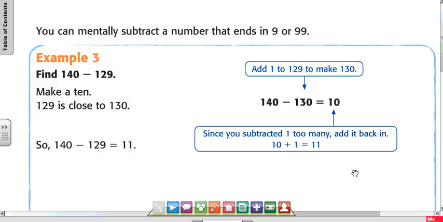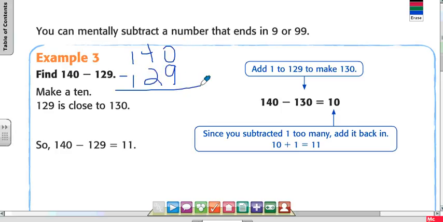Look at example number 3. You can mentally subtract a number that ends in 9 or 99. So for example, you find 140 minus 129. So remember, I can still do this, can't I? Can I still subtract this way? 0 minus 9, can I do that? No. I can't do that because the 0 is smaller than 9, and that's the 0 at the top. So I need to borrow.